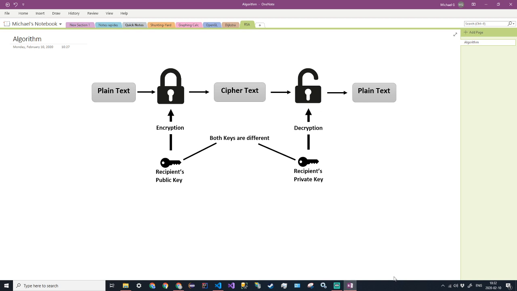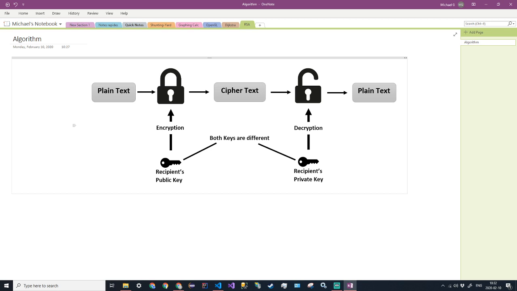In this diagram, you see that the plain text is encrypted using something called a public key, and then you get a ciphertext, and then you decrypt it using something different called a private key. Those two keys are not the same, but they are entirely related to each other. This is in contrast to symmetric key encryption, like AES, where you have to use the same key to encrypt and decrypt the text.